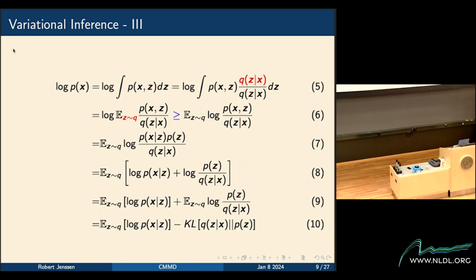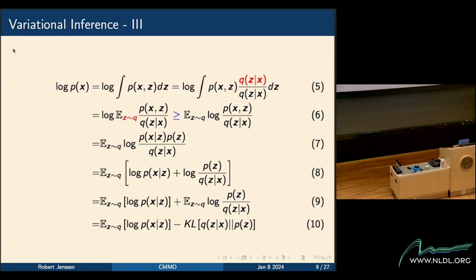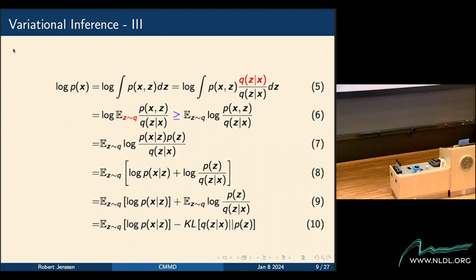And now the thing to do is a trick. We do nothing, but at the same time we do something important. So we introduce this fraction, where we introduce q. This is our variational distribution I mentioned previously. So we do nothing, but we do something actually.